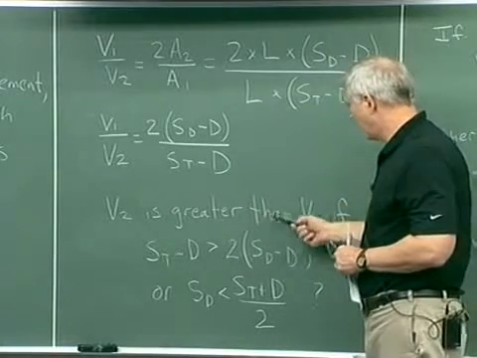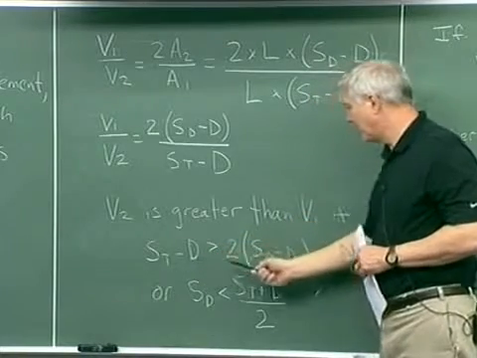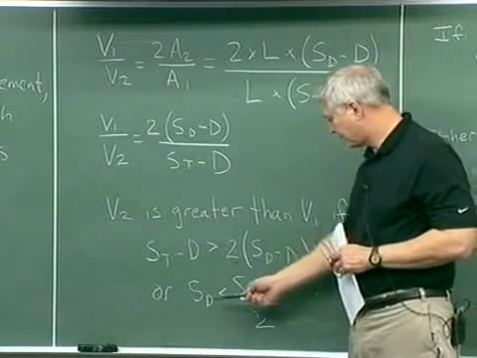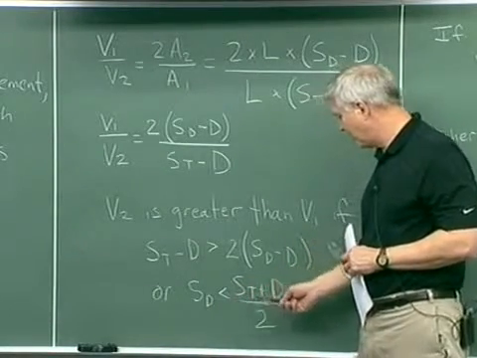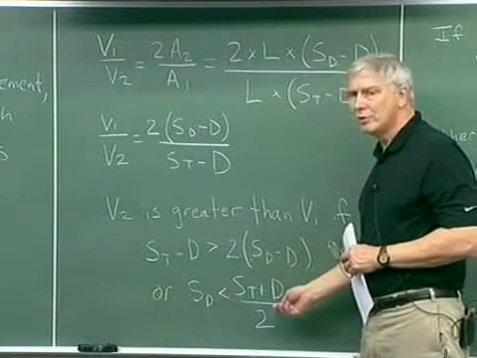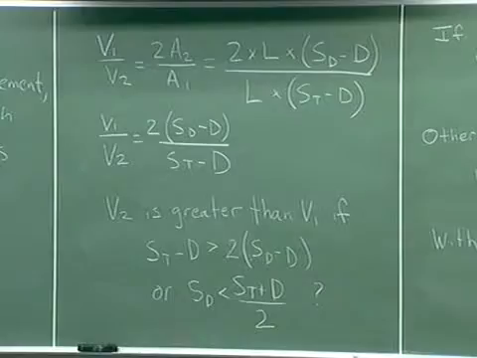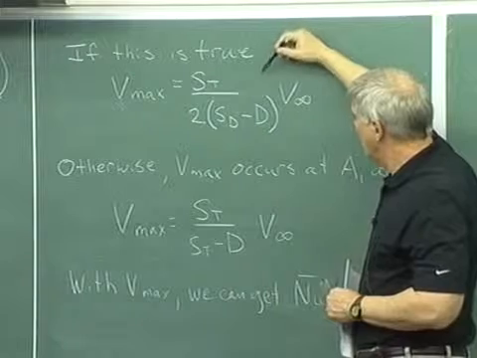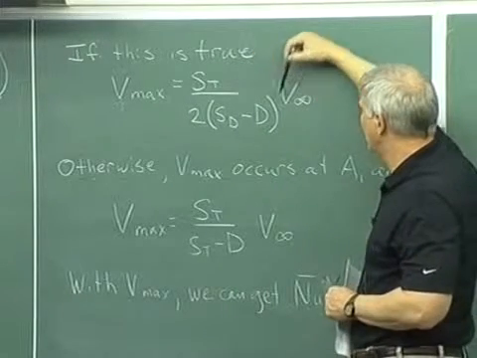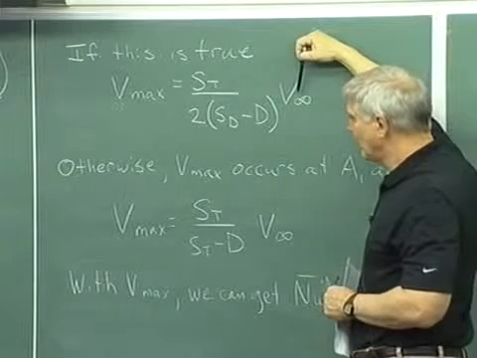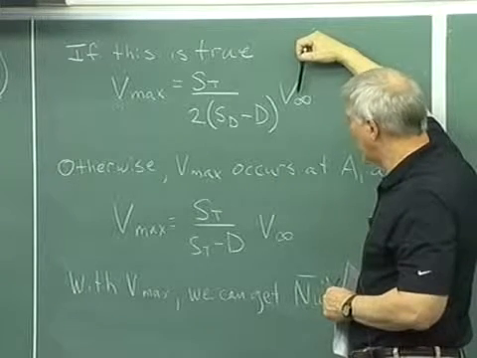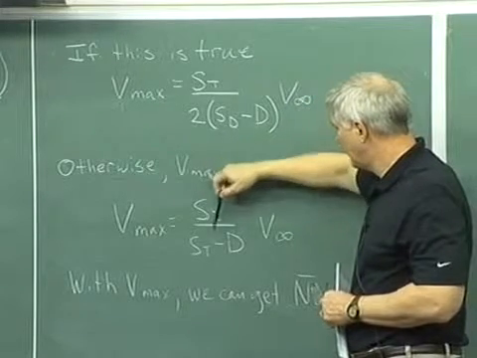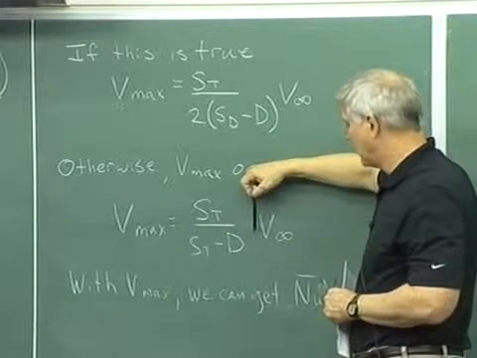V2 is greater than V1 if ST minus D is greater than 2 SD minus 2, or if we rearrange that, if SD is less than ST plus D over 2, then V2 is greater. So if this is true, then Vmax would be ST over 2 SD minus D times V infinity. If that was not true, then the other V is the max, and it occurs at A1, and so we would use this expression, ST over ST minus D times V infinity, just what we have for the alarm tube.